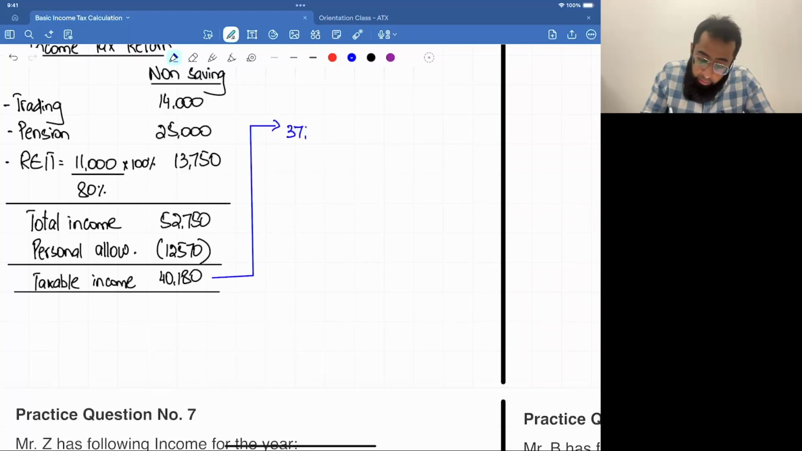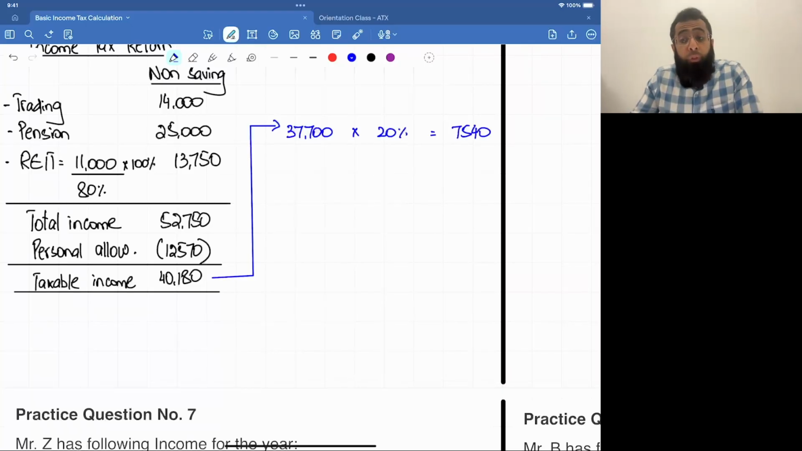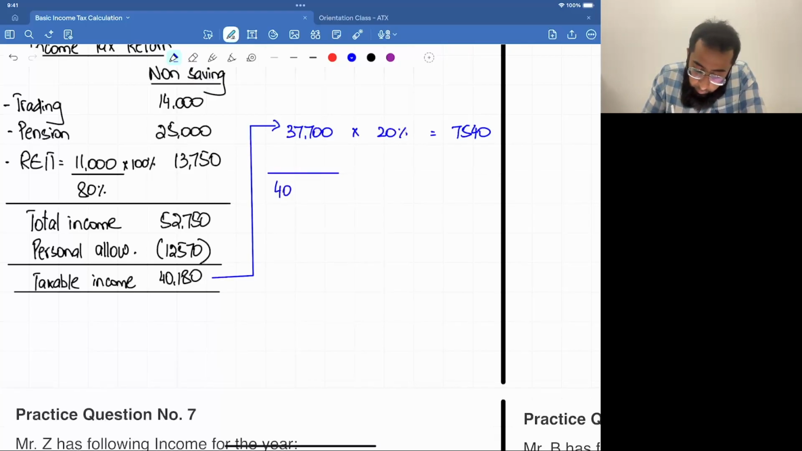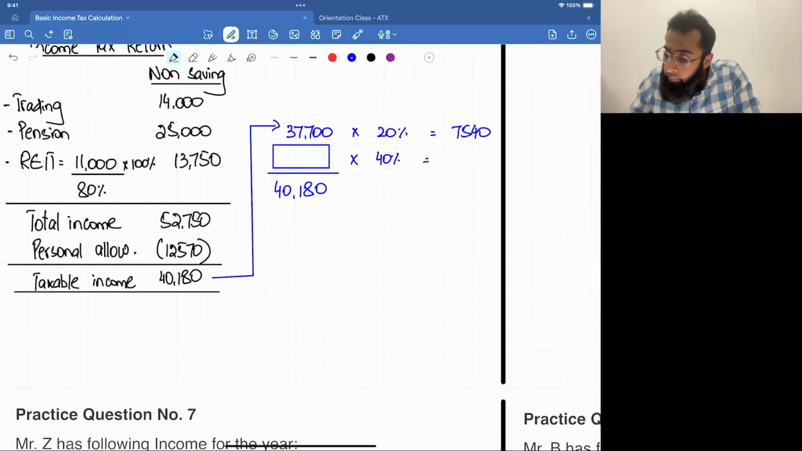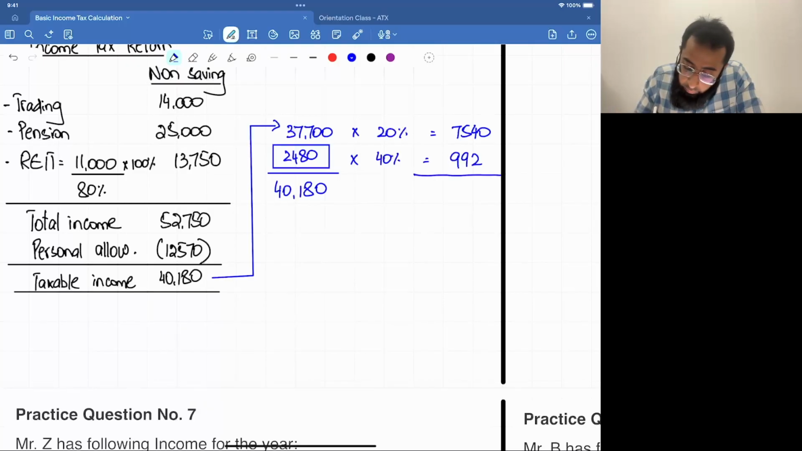On 37,700, it's 20%. So that gives you 7,540. Then what is remaining? 40,180. On the difference, you will charge 40%. That's very much routine. 2,480. You charge 40% on it. 992.